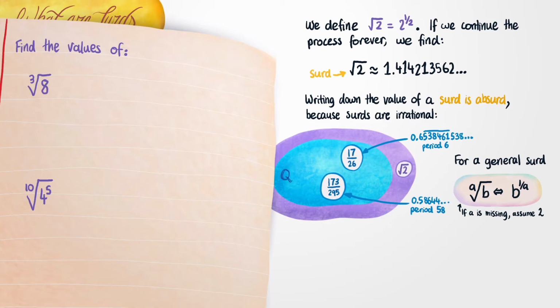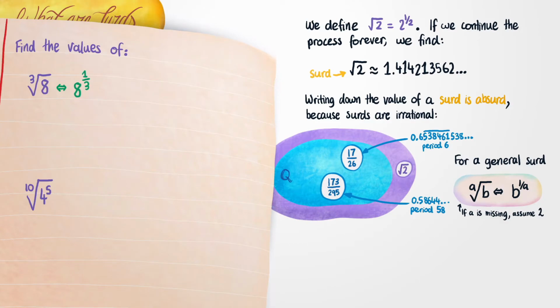So in this problem, I'd like to find the exact values of the 3rd root of 8 and then the 10th root of 4 to the power of 5. Feel free to actually hit the pause button and try both of these yourself, and then you can unpause and watch how I do it. In this problem, we can see that a is the same thing as 3, and b is the same thing as 8. Therefore, I can rewrite this as 8 to the power of 1 on 3.